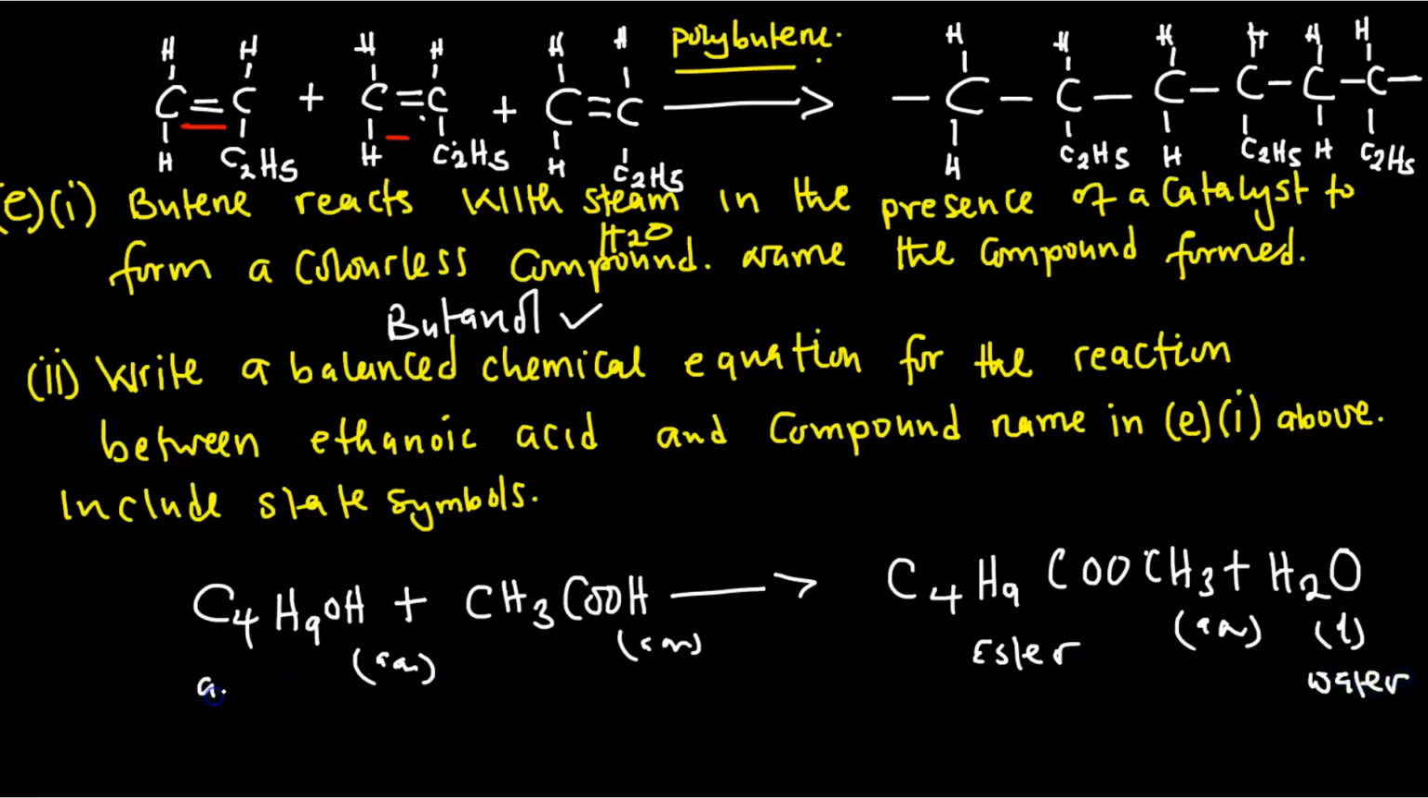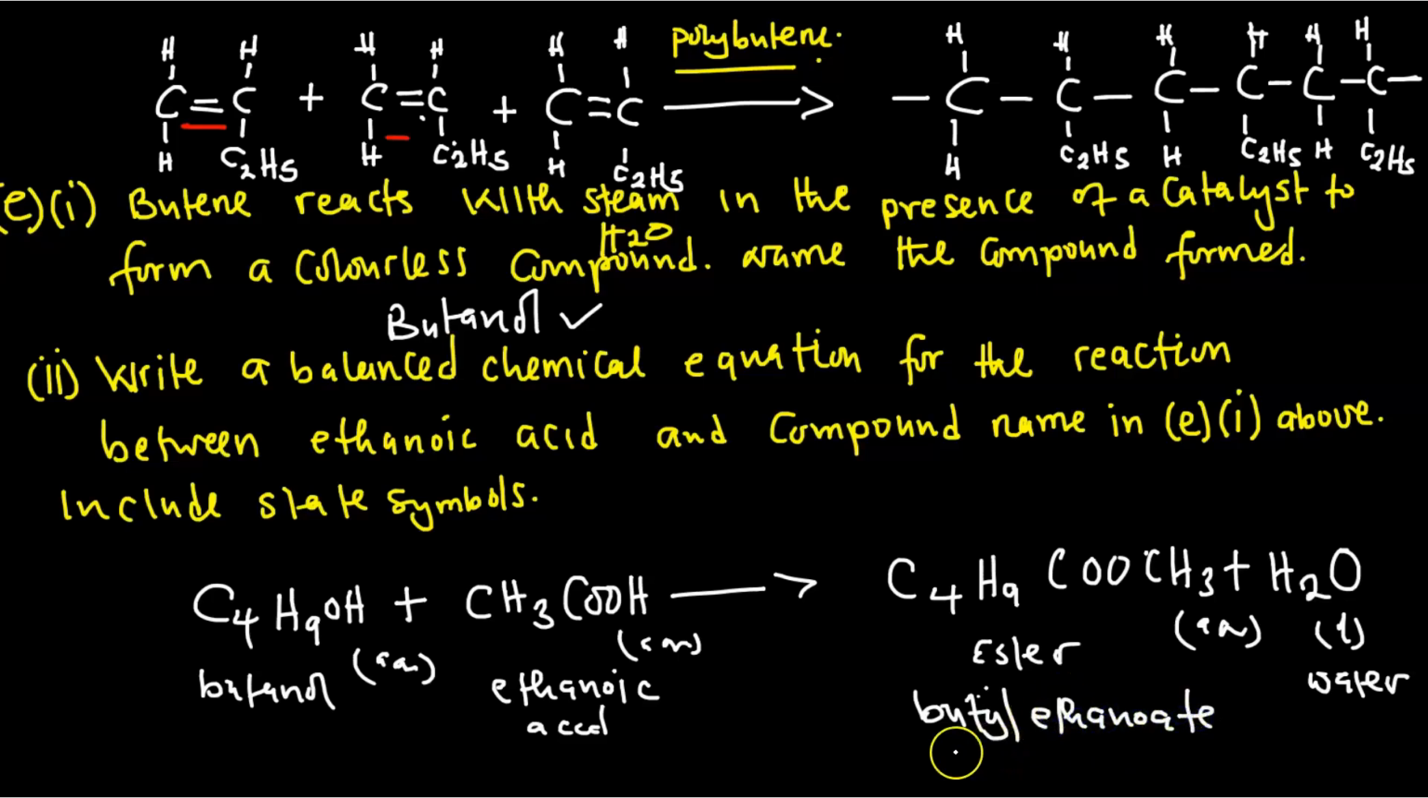So this is the butanol, and this is ethanoic acid. So now, what is formed is the product called, what do you call the product? Butyl ethanoate. So butyl ethanoate is the product formed. We are going to look at esters at some point as we go on in the course, but at the moment, this is what we can write.